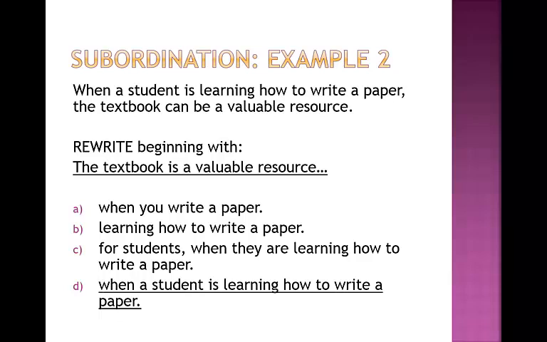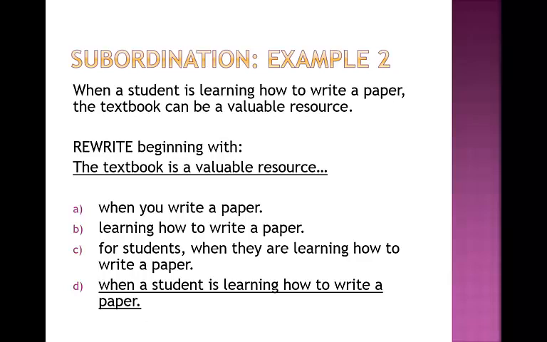a paper. Okay, answer A is out because there's no mention of you in the first sentence. They've changed the words, and so we don't want to do that. Answer B is out because we have no conjunction at all. The textbook is a valuable resource learning how to write a paper, but we don't know how those two ideas are related to each other because there's no conjunction at all. Answer C is out, although many students select this answer for a very simple reason. In answer C, they refer to students, multiple students, but in the original sentence, it was just one student. That's the main reason why this answer isn't correct.